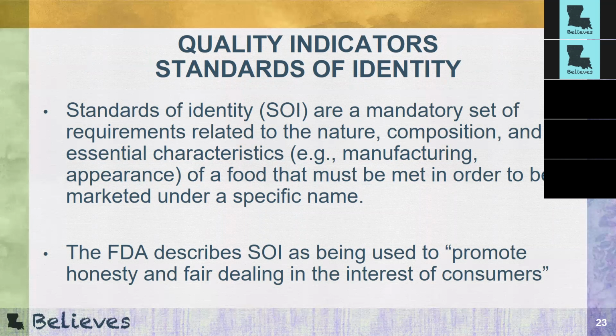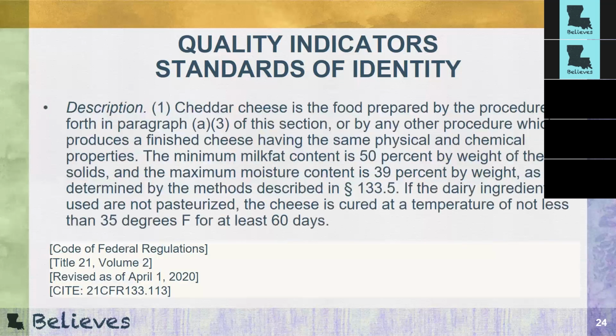Include any applicable quality indicators in your specifications. Some food items are very basic and are either defined by their single ingredient or, again, by their standard of identity. Things such as yogurt. Standards of identity are a mandatory set of requirements related to the nature, composition, and essential characteristics a food must have in order to be marketed under a specific name. Yogurt is an example of a food with a standard of identity. The FDA describes standard of identity as being used to promote honesty and fair dealing in the interest of consumers.